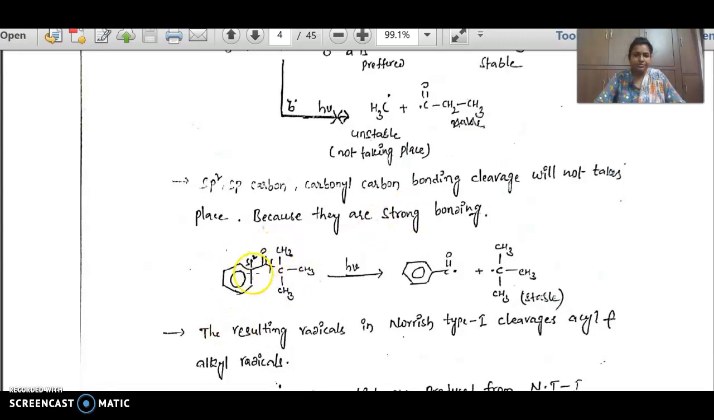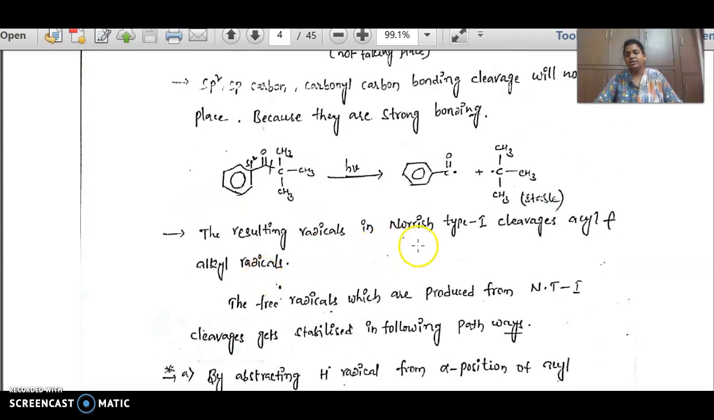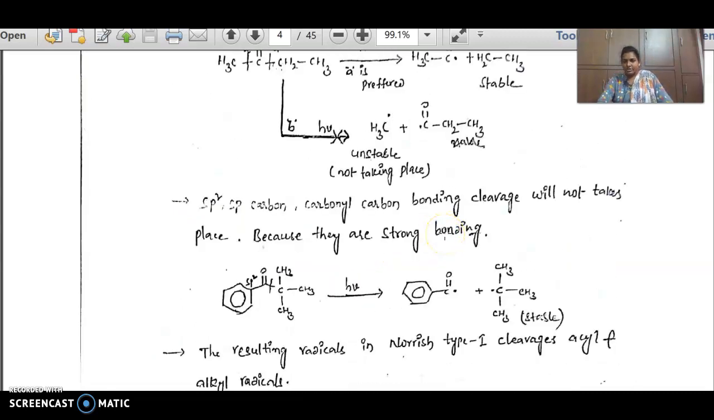Here if you see, this carbon is sp2 hybridized, benzene, sp2, and this is sp. Sp hybridization and sp2. Here the bond won't break, here it will break. We'll get a benzyl radical, and this example we already discussed. Then the resulting radicals: these are regioselective. Alpha cleavages are regioselective.